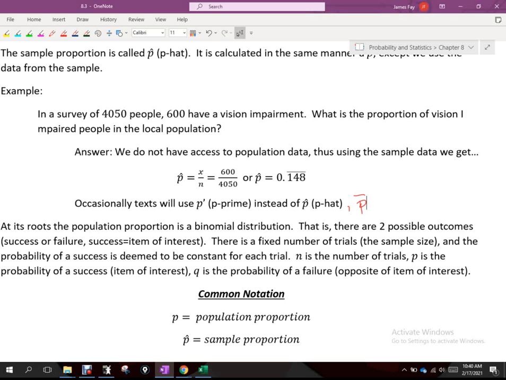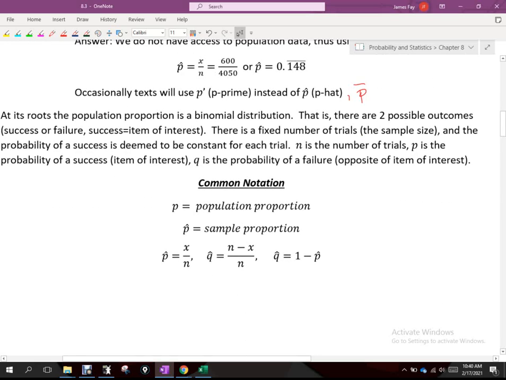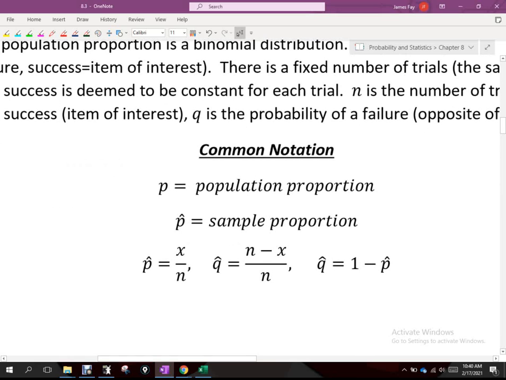So n is the number of trials, p is the probability of a success, q is the probability of a failure. Those are from the population. Some common notation that we're going to use here comes from a sample. So p is equal to the population proportion, the thing that we're going to try to estimate because we don't know the population. p hat is the sample proportion, found by taking x divided by n. q hat is n minus x over n.